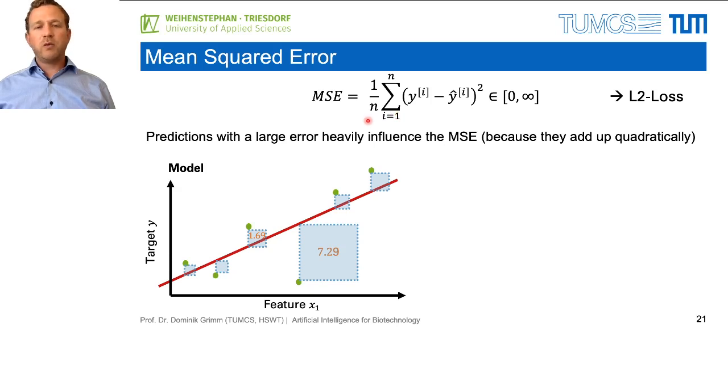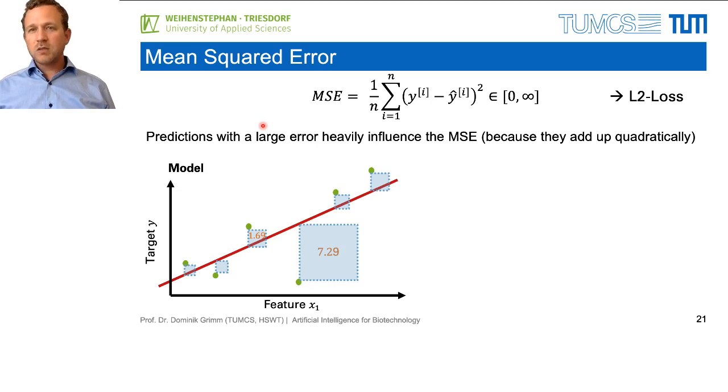When we use, for example, the L2 loss to optimize our model, we can use the mean squared error in the end on the test data to check how good our predictions are compared to the true labels we have in our test data set. However, when using the mean squared error, we have to pay attention that predictions with a large error might heavily influence the mean squared error, because, as I already said before, they add up quadratically.